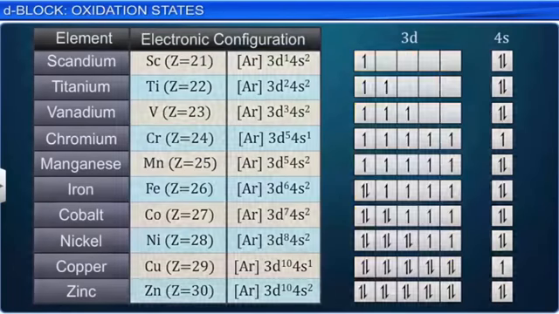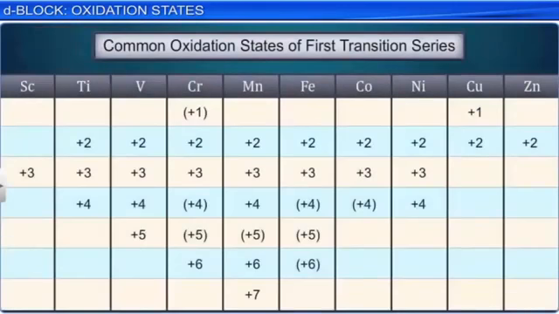The table here lists the common oxidation states exhibited by the first row transition elements. Note that the oxidation states shown in brackets correspond to unstable oxidation states. Some points may be noted from the table.